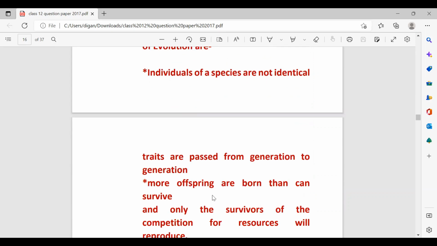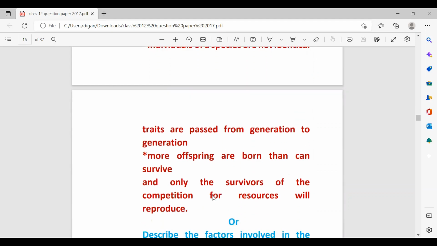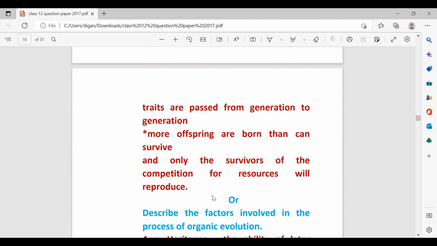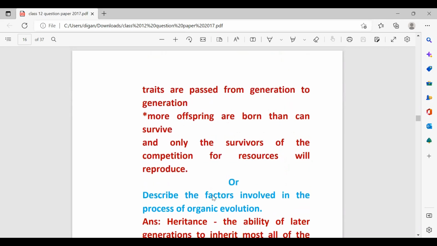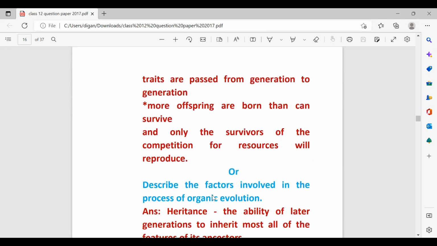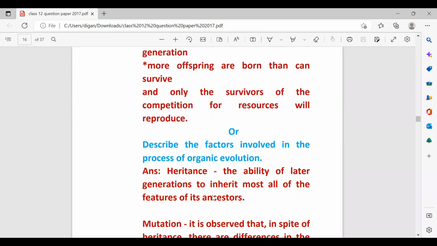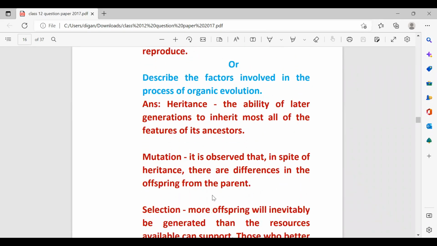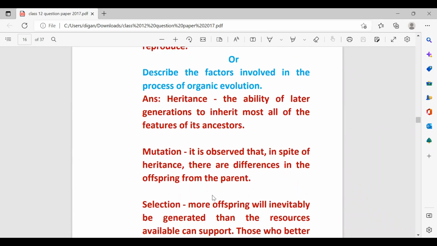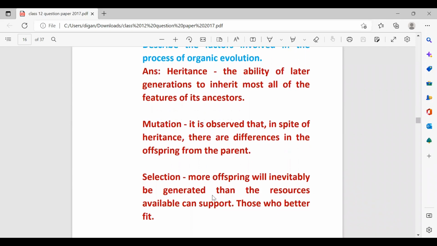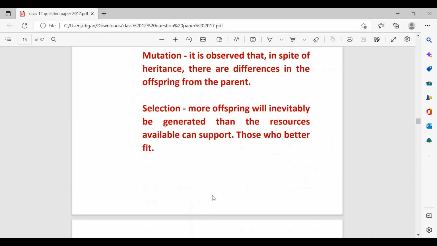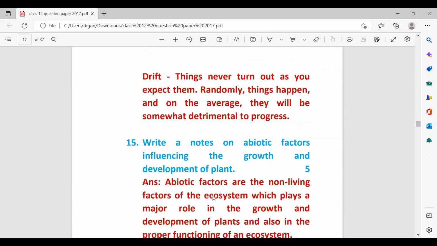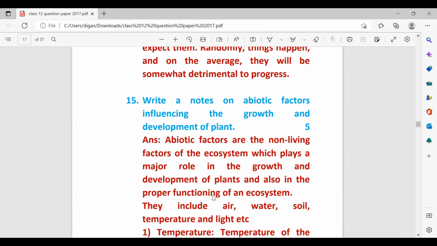Individuals of a species are not identical, and traits are passed from generation to generation. More offspring are born than can survive, and only the survivors of the competition for resources will reproduce. Or, describe the factors involved in the process of organic evolution. So these are the factors which are involved in organic evolution: heredity, mutation, selection, and drift. These 4 are the main factors.